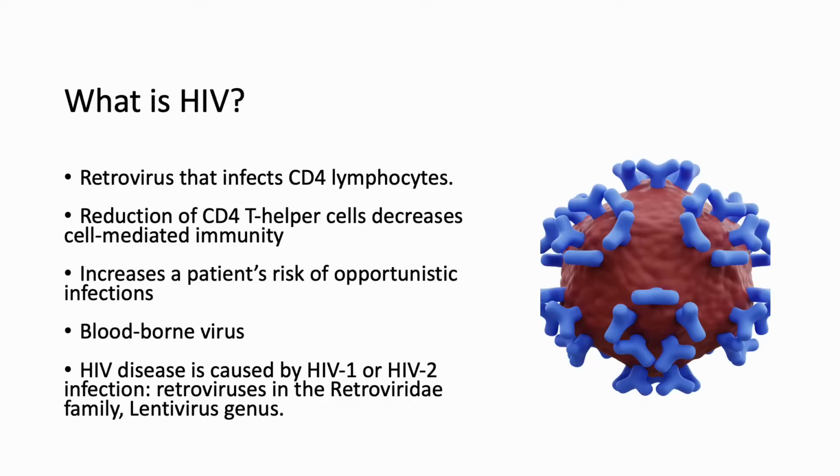So, what is HIV? HIV is a retrovirus that infects CD4 lymphocytes. The reduction of CD4 T helper cells decreases cell mediated immunity and therefore increases a patient's risk of opportunistic infection. It is a blood-borne virus transmitted via sexual intercourse, shared intravenous drug use, and vertical transmission. HIV disease is caused by HIV-1 or HIV-2 infection, which are retroviruses in the Retroviridae family, lentivirus genus.